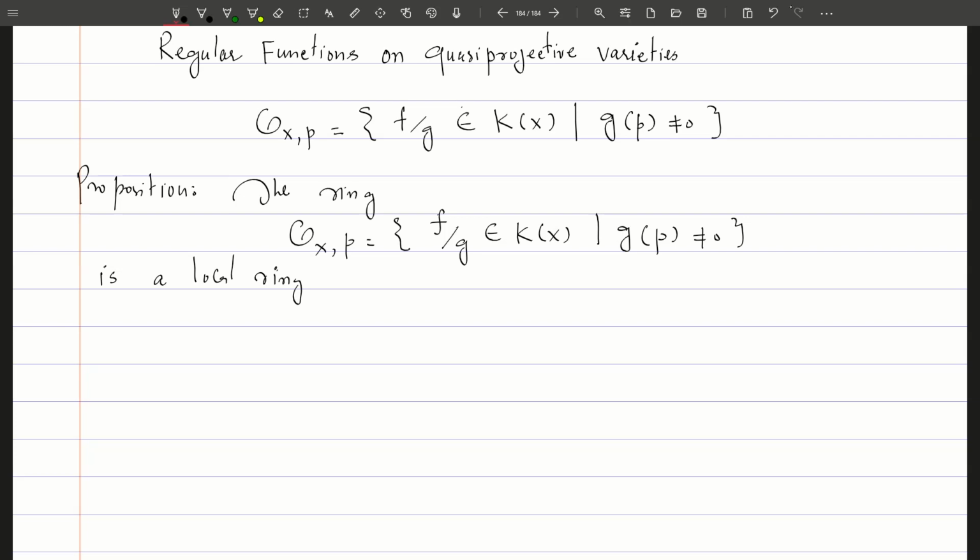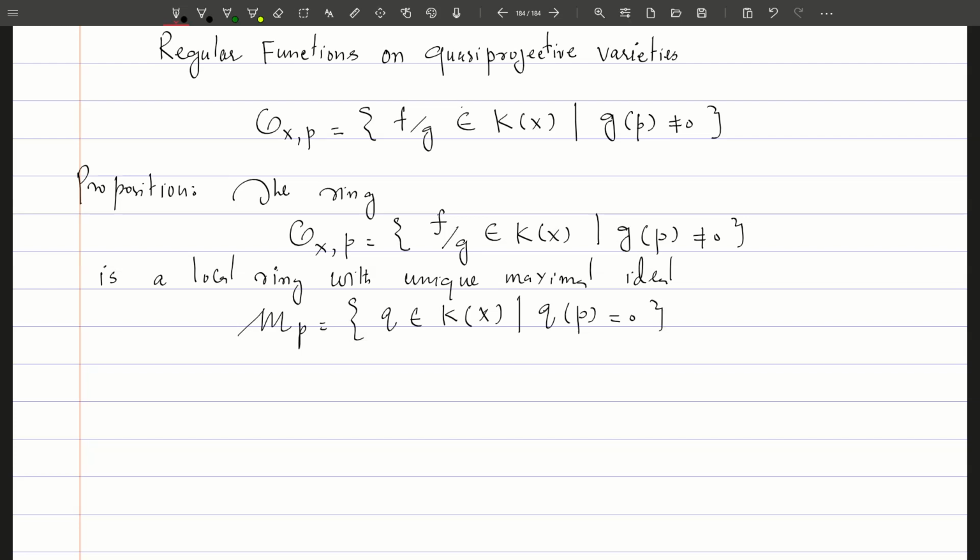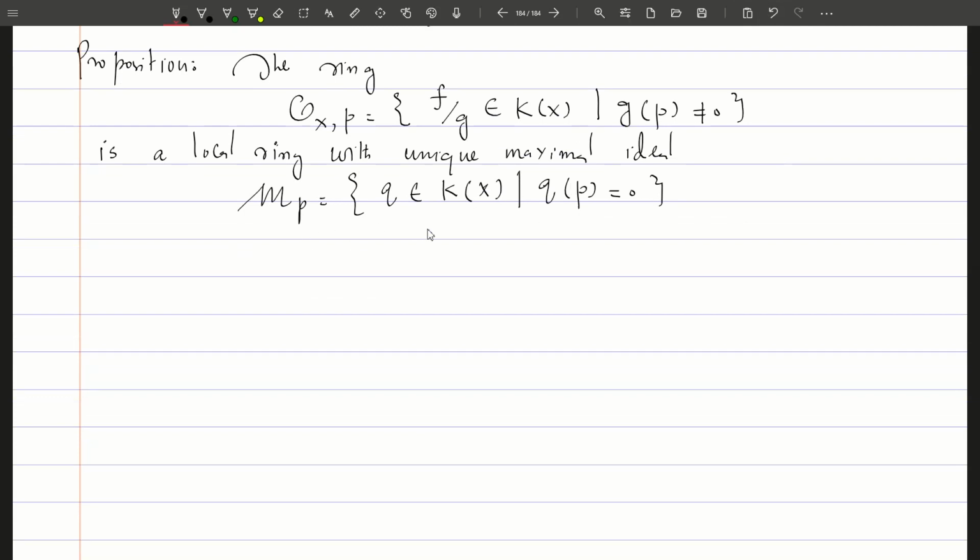Now we say a ring is a local ring if it has a unique maximal ideal. So this ring is a local ring with unique maximal ideal, I mean m sub p, where m sub p is the set of all rational functions q such that q of p is 0. So we have to prove the ring OXP is a local ring, and this is the unique maximal ideal.